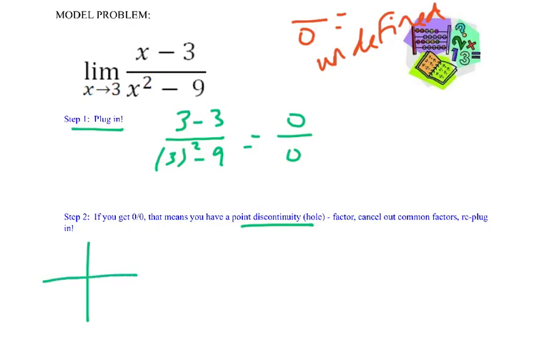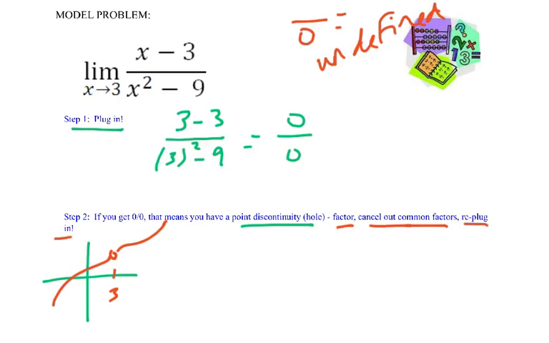What do I mean by that? That means that as we're approaching 3 here, I would get some sort of function that looks maybe like this. It's not going to look exactly like that. I'm just drawing something off the top of my head. But you get a hole in the function. So whenever we have a hole in the function, you get a 0 over 0 algebraically. Well, what next steps do we have to do? We're going to factor, cancel out the common factors, and then replug in.